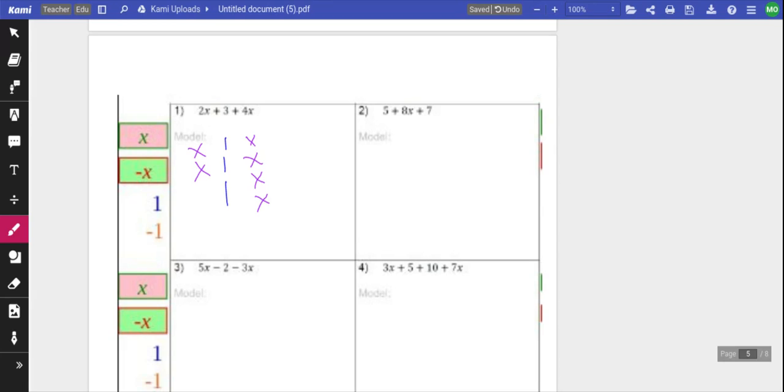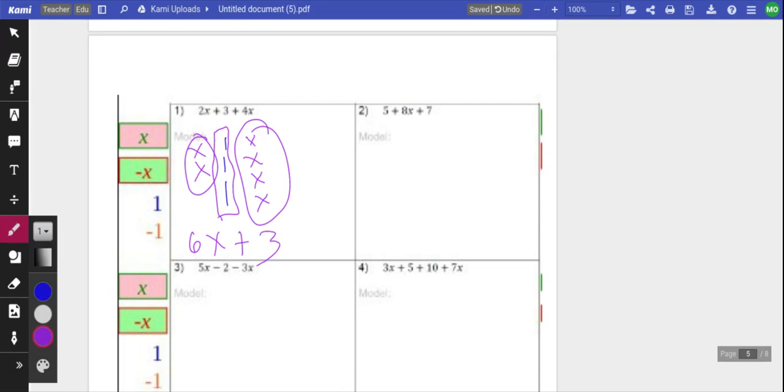Now, there's nothing I can cancel out because I don't have any negatives to cancel out my positives. So if you took how many x's you had altogether, we have 6 x's, and then we have 3 positive 1s. So that's how we know that we can combine all of our x's together.